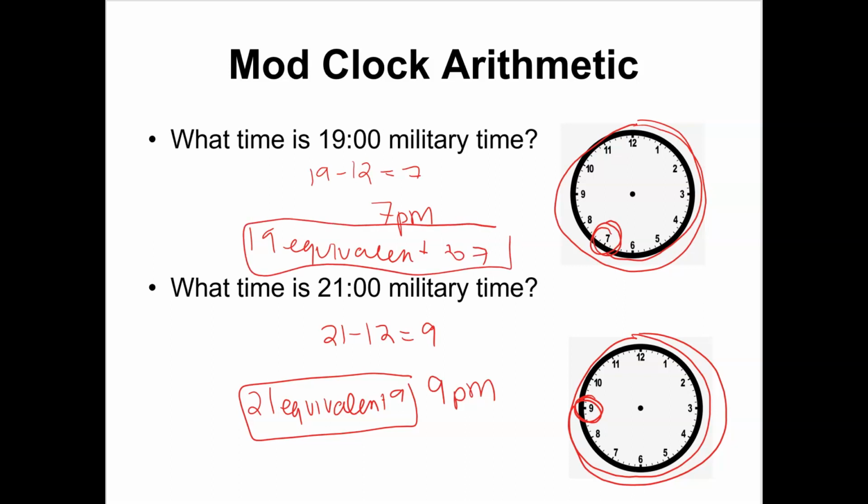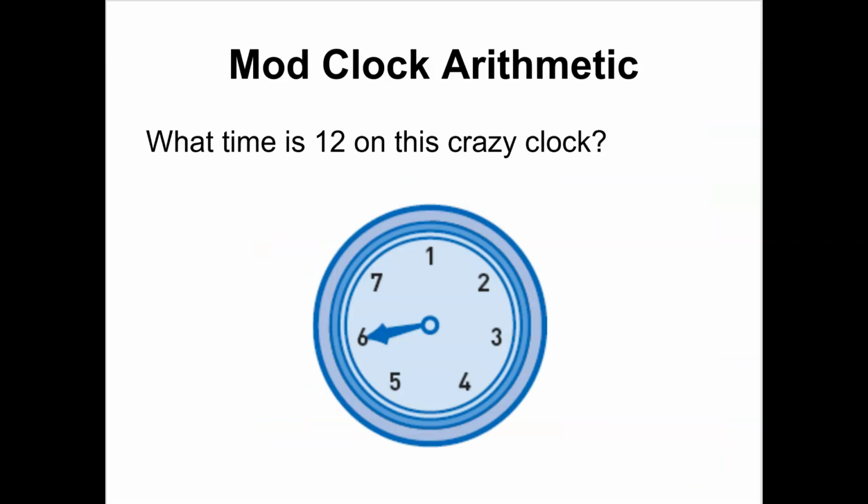Well, what if we change the clock a little bit? This time we start with a 1 at the top. What time is 12? Okay, let's see here. If we go around, that would be 7, 8, 9, 10, 11, 12. 12 is 5. How does that feel? Maybe a little bit weird. Go ahead and try that one again.